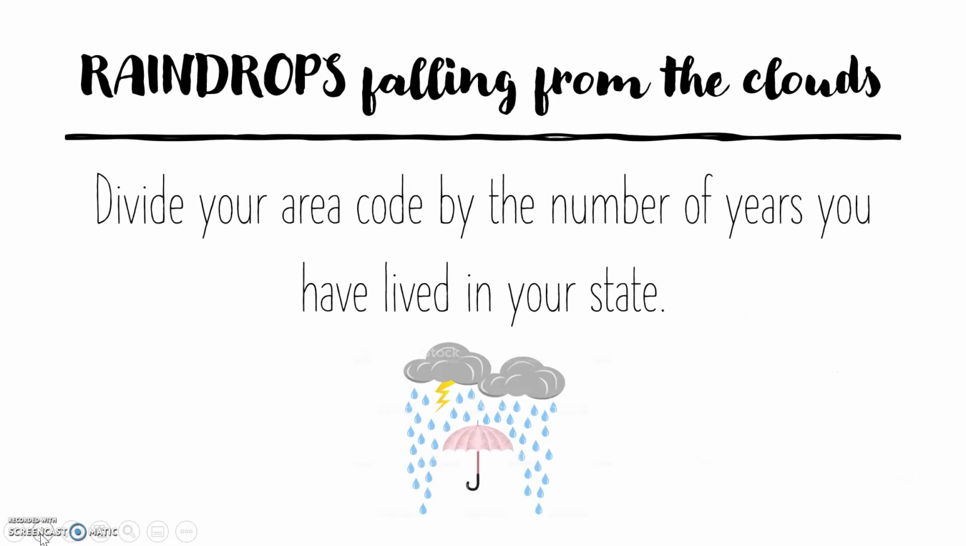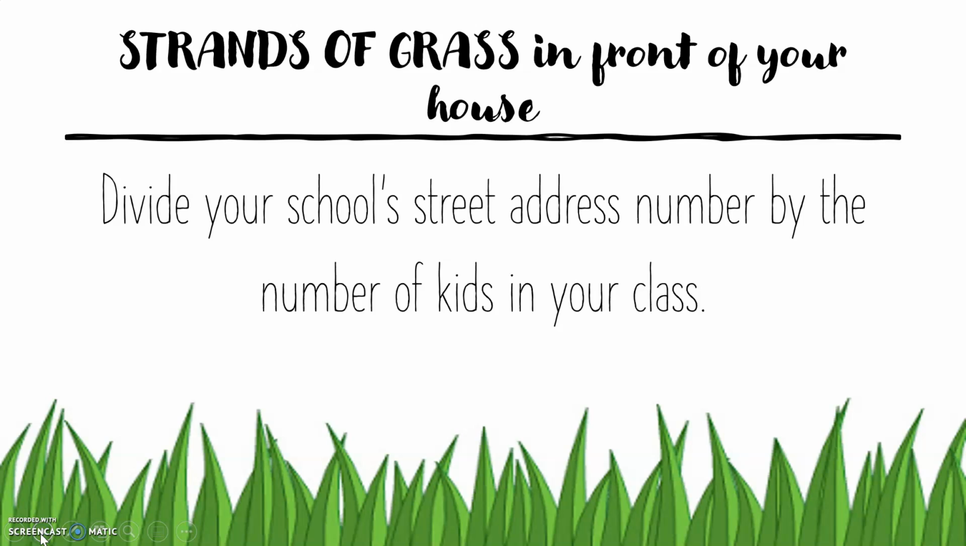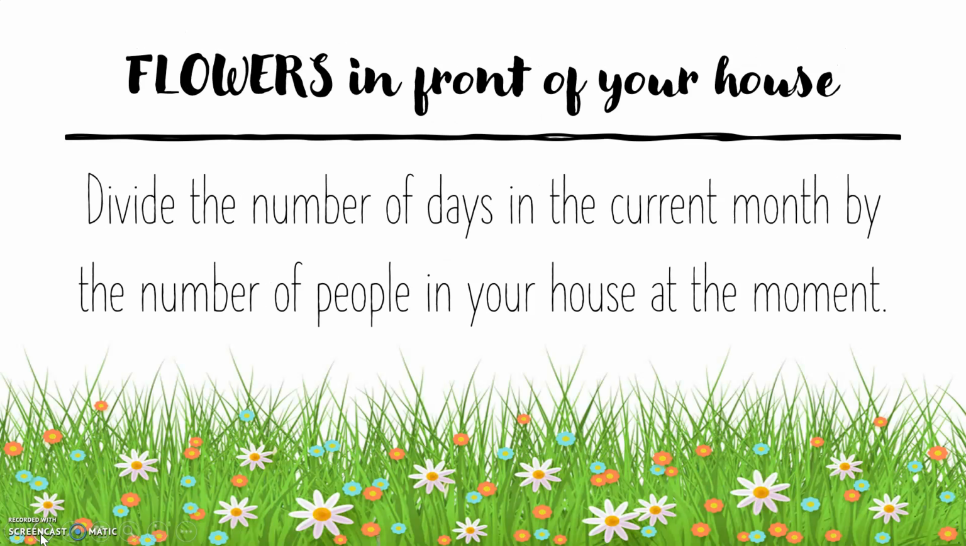Next, the raindrops falling from the clouds, we will divide your area code by the number of years you have lived in your state. To find the number of strands of grass in front of your house, divide your school's street address number by the number of kids in your class. And finally, find how many flowers in front of your house. Divide the number of days in the current month by the number of people in your house at this moment.